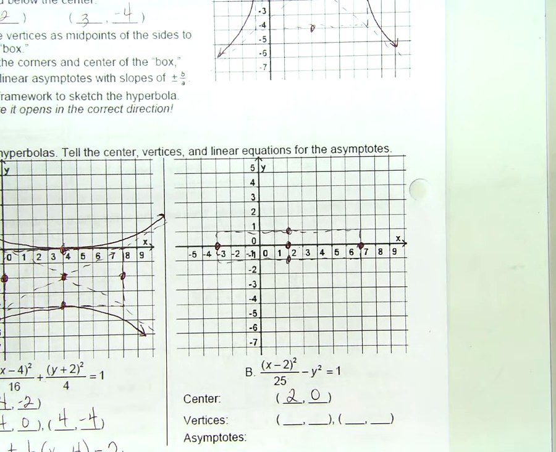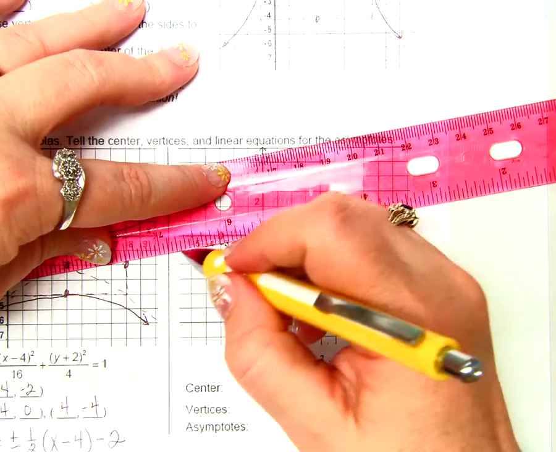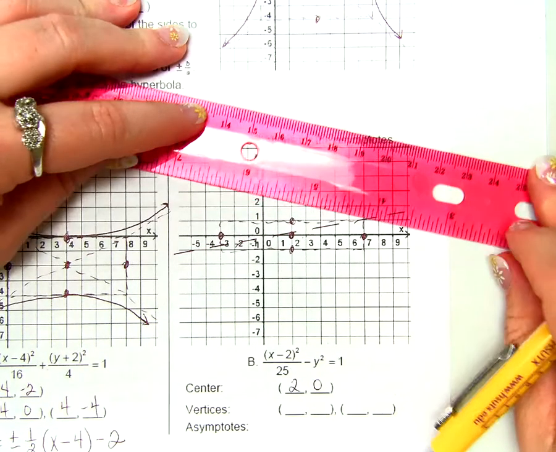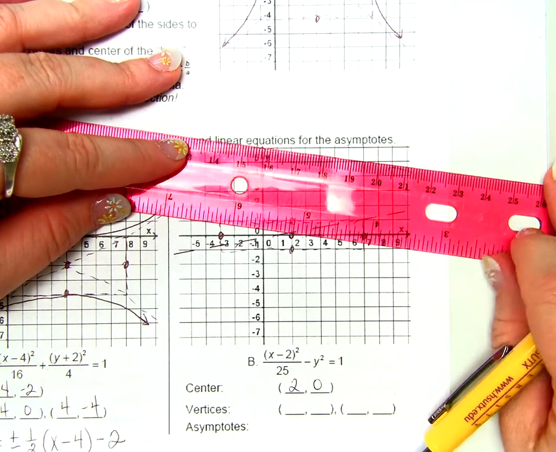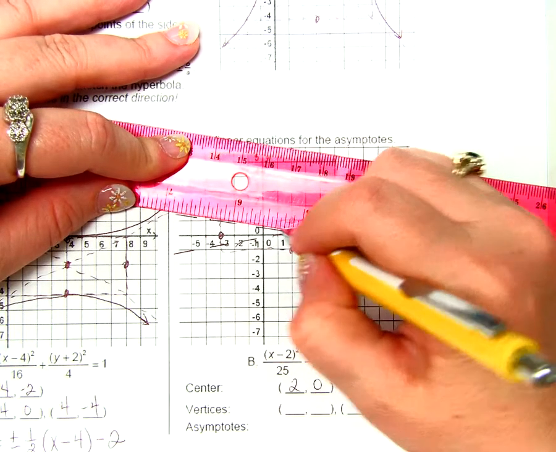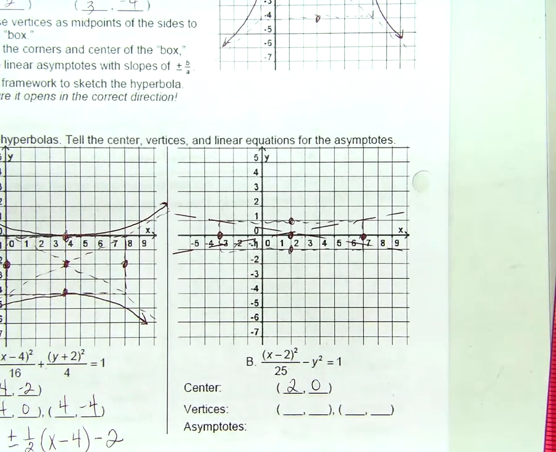Draw your asymptotes. I have to use a ruler on this one. It's bothering me. Don't judge other people's boxes until you've walked a mile in their box. Okay? So where do I draw my hyperbola? Where are the vertices?